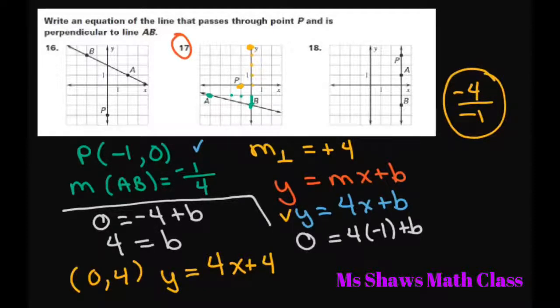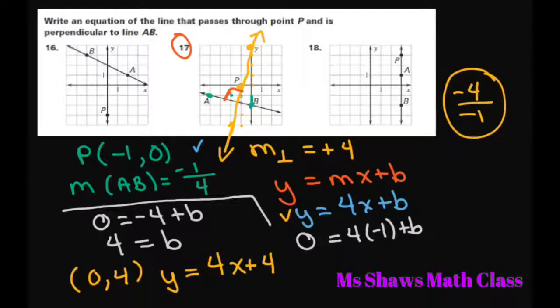You can do it again if you want. Down 4, 1, 2, 3, 4, to the left 1. Sorry, left. And then draw your line. This is harder when it's farther apart, but there's your line. And this would be perpendicular.